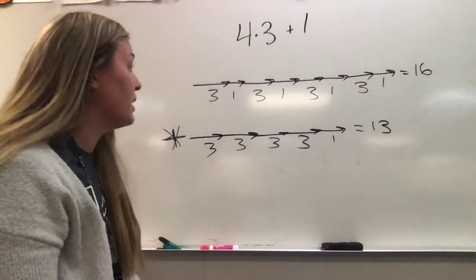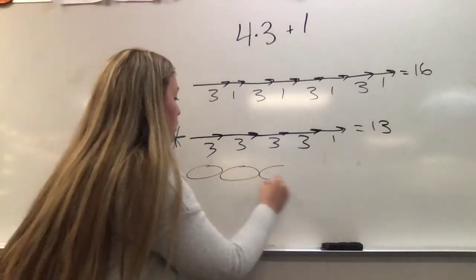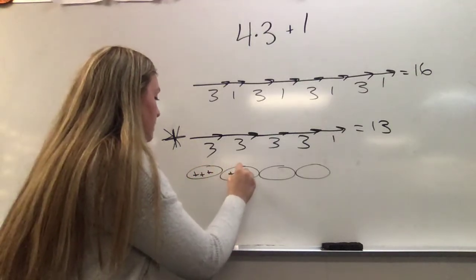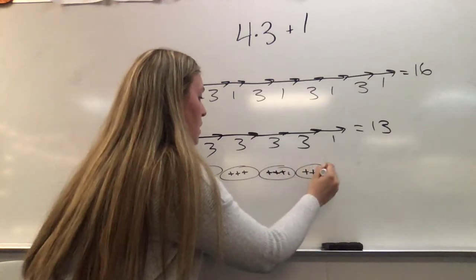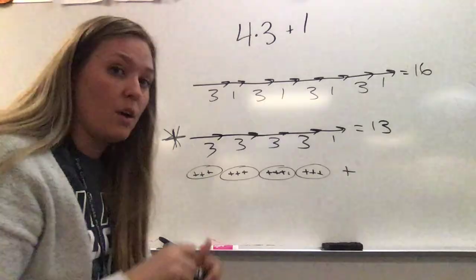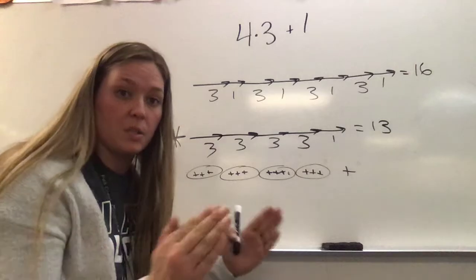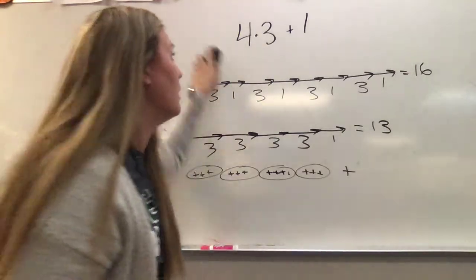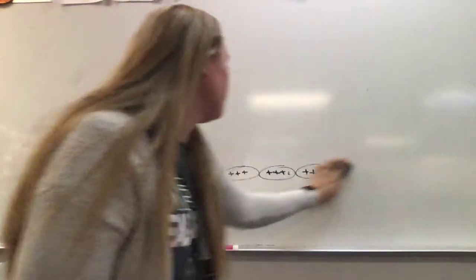You could also think of this as integer tiles. I have 4 groups of 3, and then 1 more. This again is 13. Order matters here. Multiplication needs to be grouped separately than addition in this case. We're going to look at another situation.